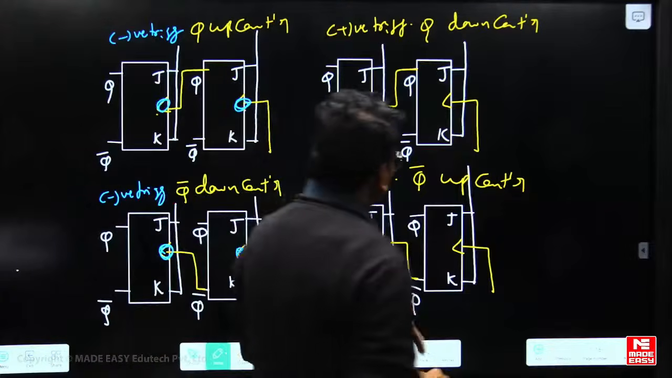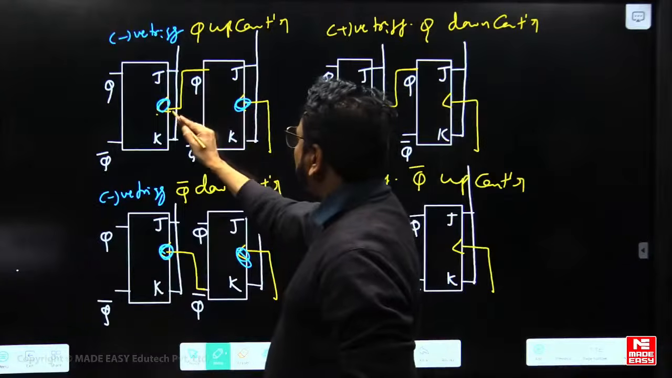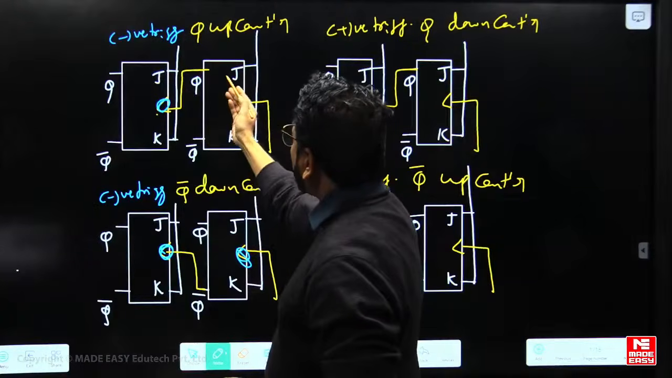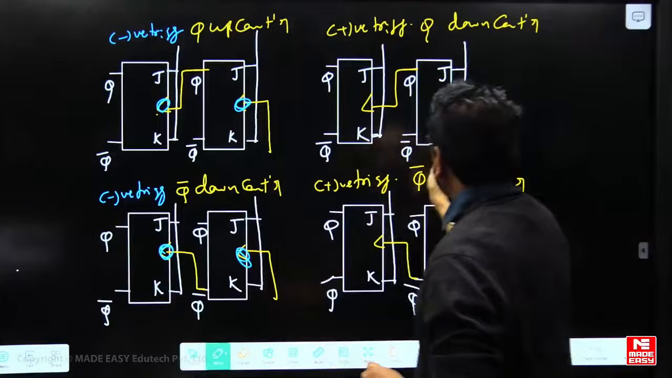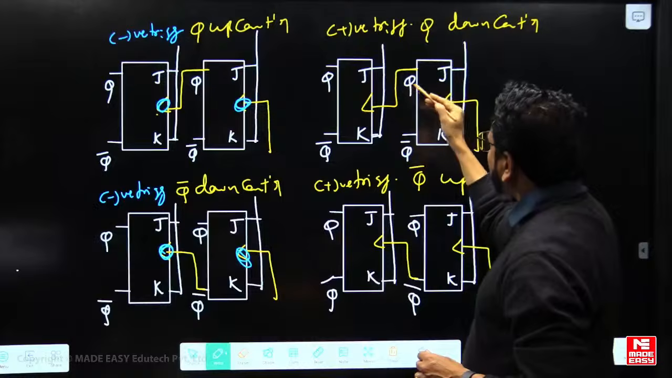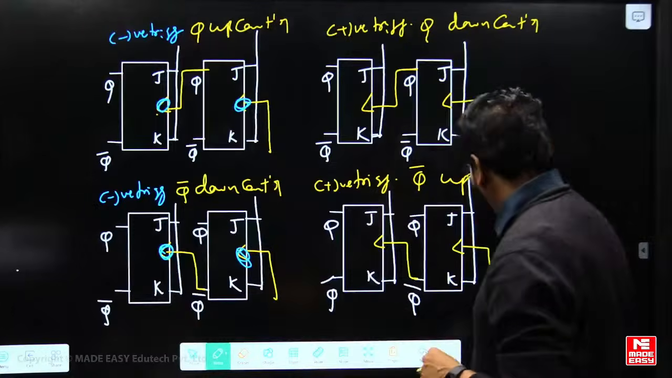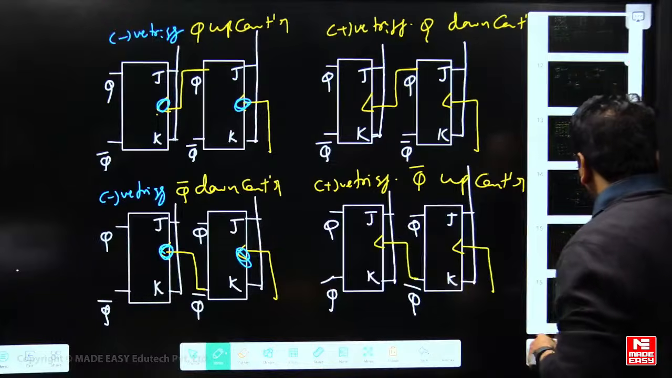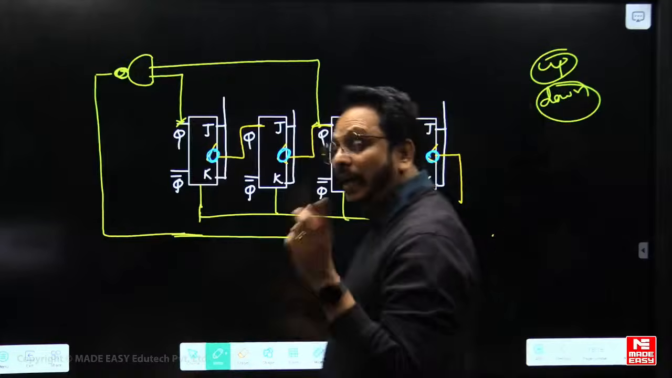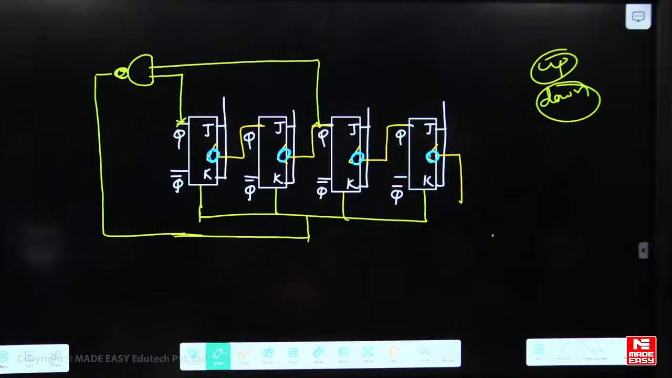Got it? Yeah. Sir, this is a short technique. Yes, my dear. Negative triggering, up connected up counter, down connected down counter. Positive triggering, up connected down counter, down connected up counter. Now, based on this technique, come to the question here, what they asked. Now tell me, based on that short technique, whether this one is an up counter or down counter.